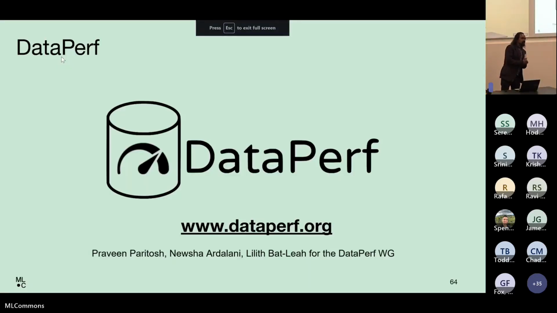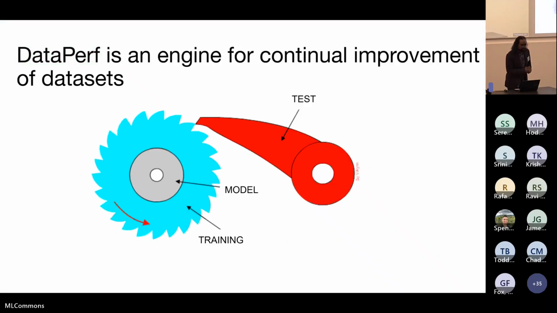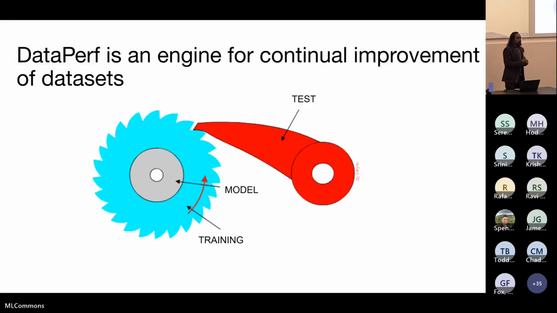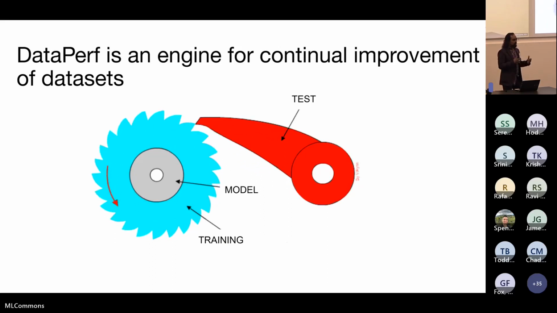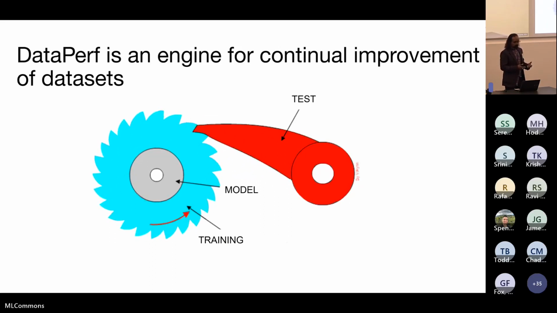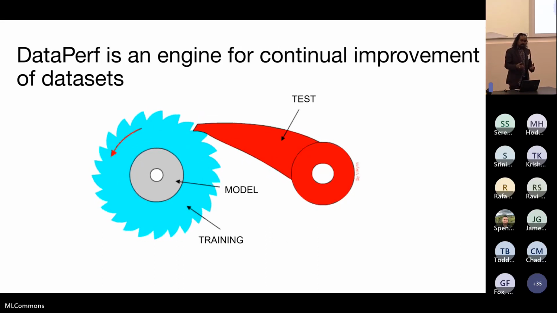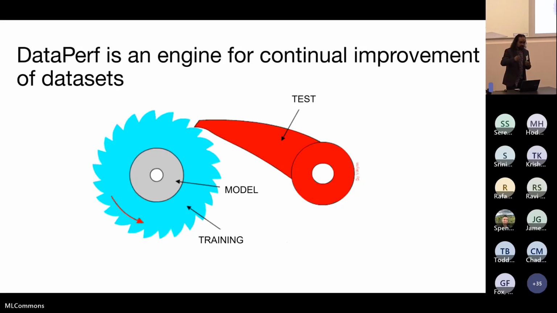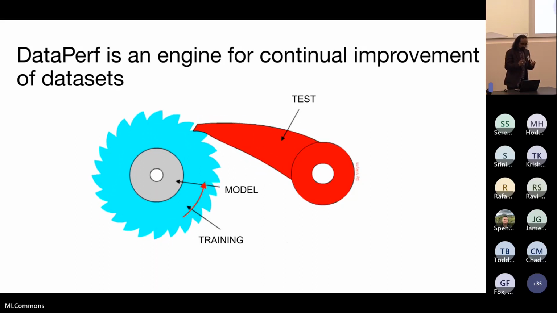Hi. I'm going to tell you a little bit about DataPerf. I'm presenting on behalf of Nusha and Lilith, who is currently the interim co-chair, and all of the DataPerf working group. What is DataPerf? We want DataPerf to be an engine for continuously improving datasets. That's what we are striving towards, and I'm going to show you what we've done so far. And we imagine in this picture a mechanical gadget where the test, model, and training are all moving in some synchrony.